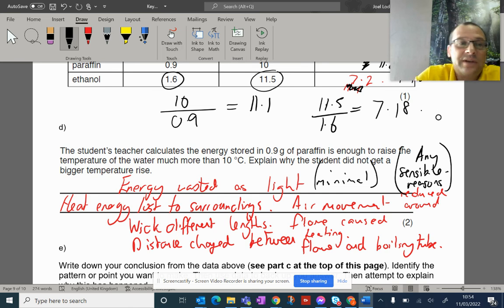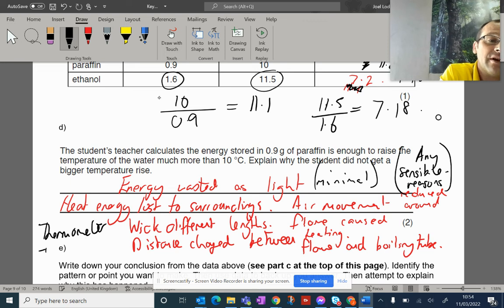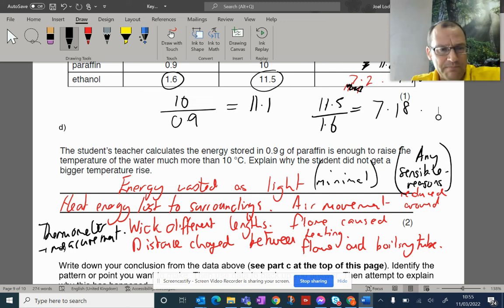A lot of students put errors with thermometer and measurements, which I accepted. Things like taking the thermometer out of the boiling tube a bit too early, things like that. So errors in measurement would have been accepted as well.